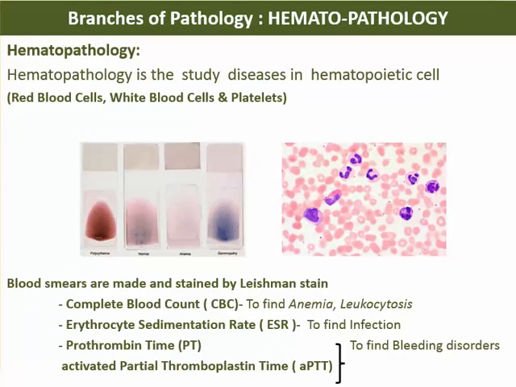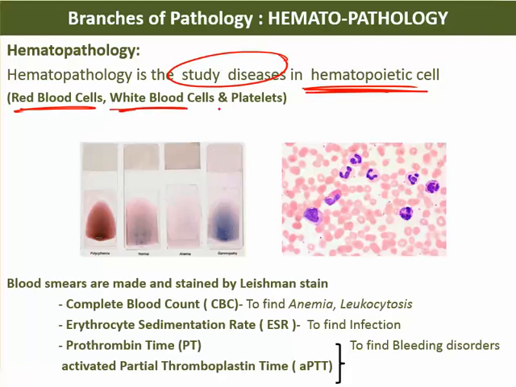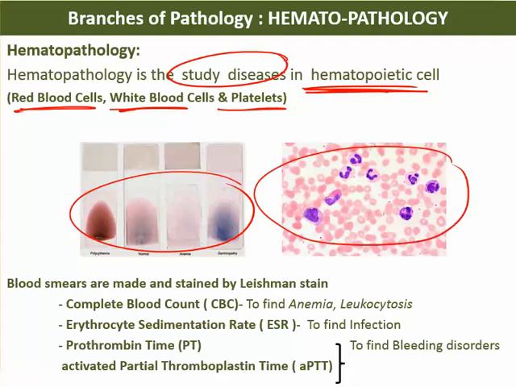Now coming to hematopathology. Hematopathology is the study of diseases related to the blood cells. And what are the blood cells? Red blood cells, WBCs and platelets. So we take blood and make a smear, and here we stain it and see the different types of blood cells, RBCs, WBCs and platelets. By seeing them we come to a conclusion, that is hematopathology.